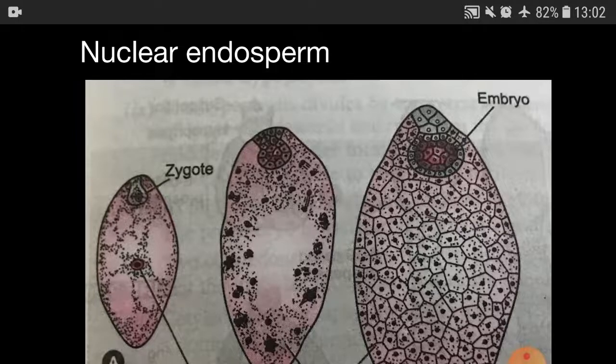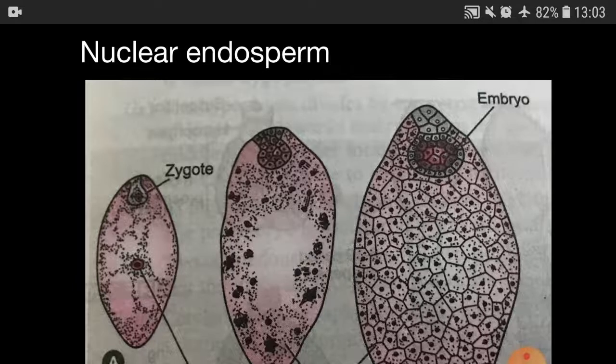So endosperm is the food-laden tissue formed during the development of angiospermous seed, which provides essential nutrients to the growing embryo and also the young seedling at the time of seed germination. However, in gymnosperms, the female gametophyte is known as endosperm.